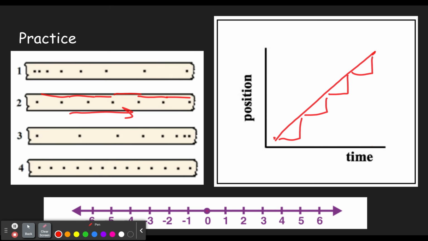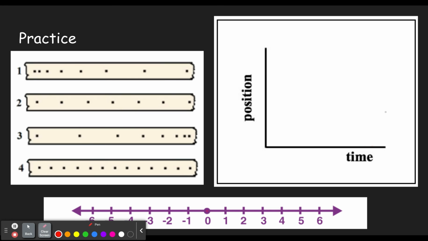I'm going to jump and do number 4 here next, just because it's another one where they're evenly spaced. But this one, they're closer together. That means it's moving slower. And remember, moving slower would be a line that's not as steep. Okay, it'd still be a straight line because it's constant speed. Speed is not changing, but it's a slower constant speed. So it's not as steep, it's flatter.